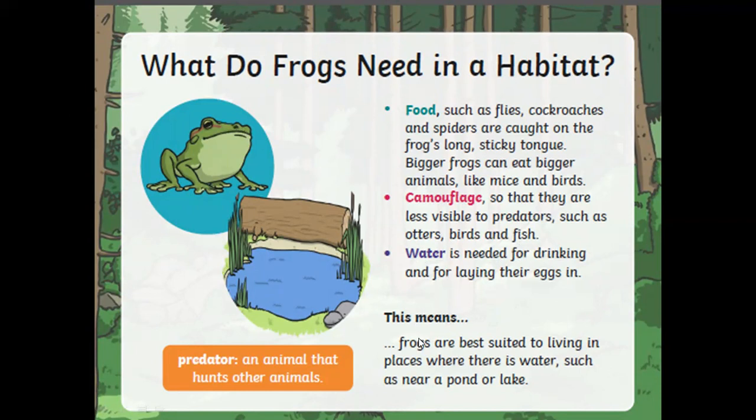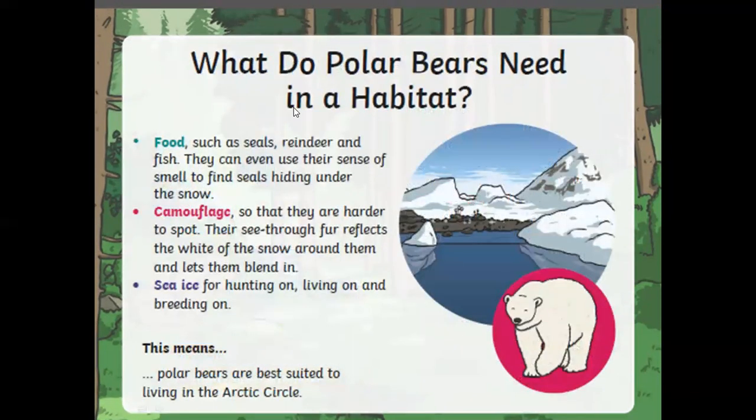This means frogs are best suited to living in places where there is water, such as near a pond or lake. A predator is an animal that hunts other animals. So a frog is a predator because it hunts other animals. Then we have polar bears.